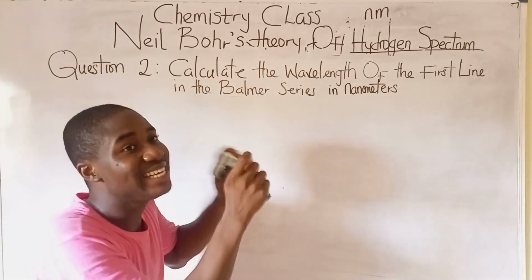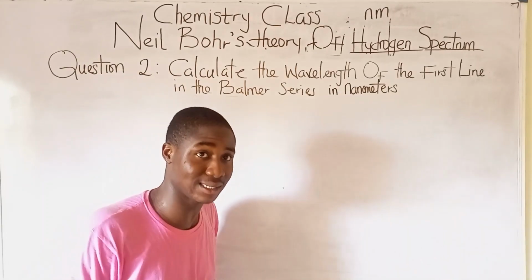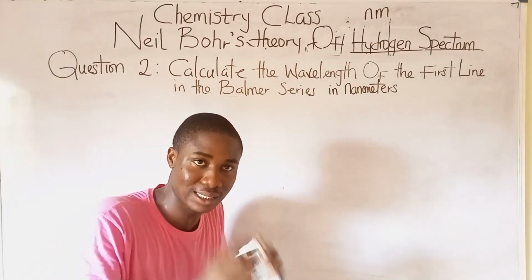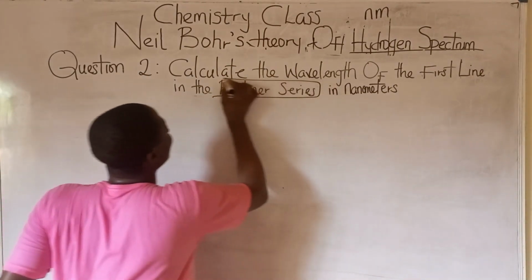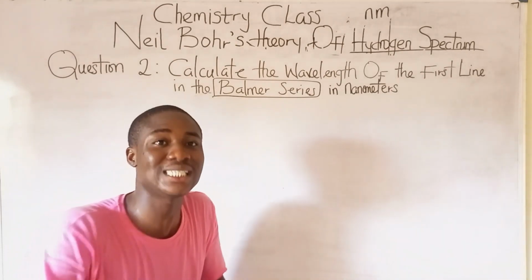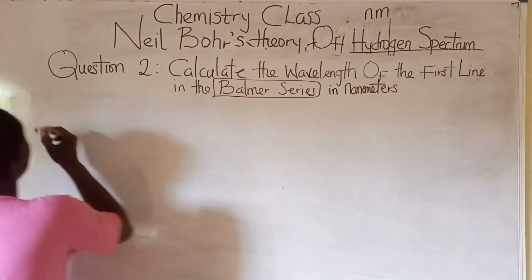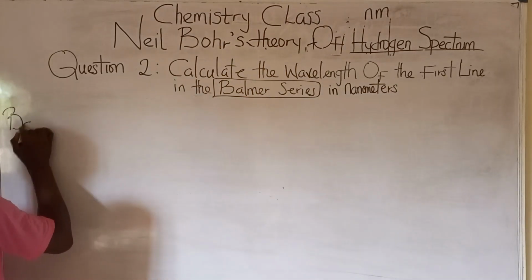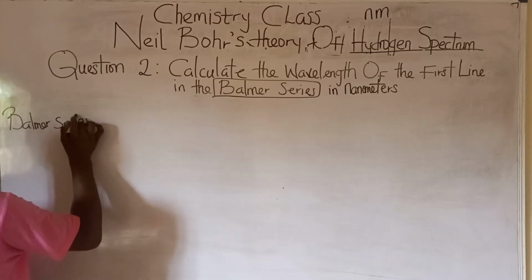Now, you can see this is where we have to apply all that has been said in this video lesson. We have to apply all the steps. First of all, let's give our Balmer series a serial number, because we know already that this Balmer series is the second line seen in the hydrogen spectrum. So let's do that. This is our Balmer series.